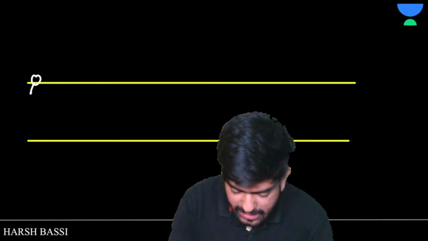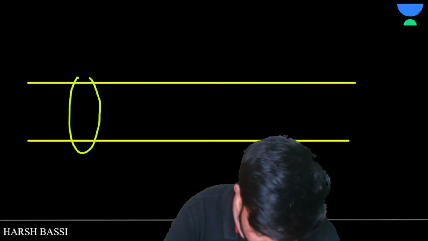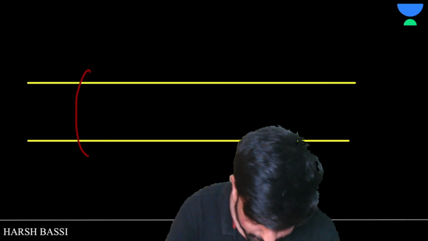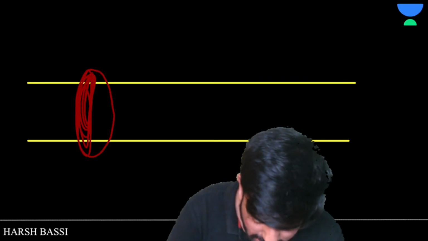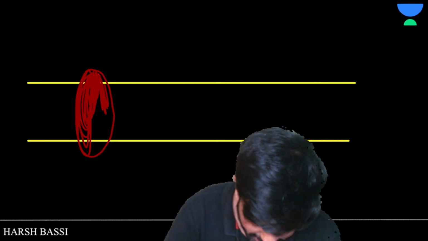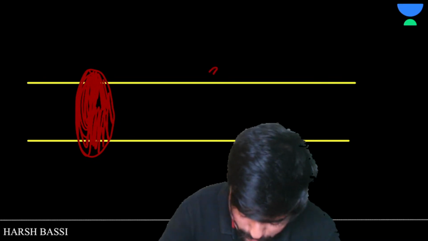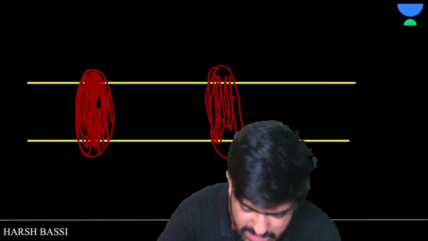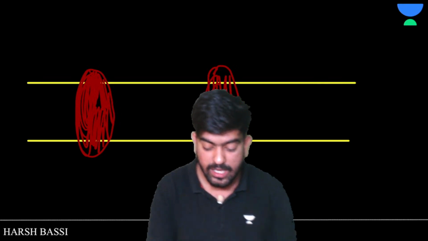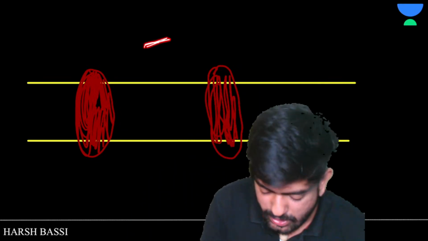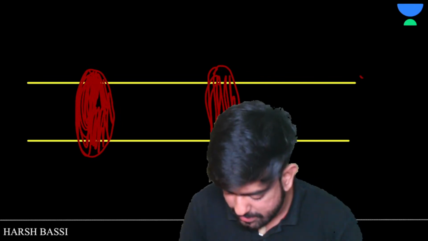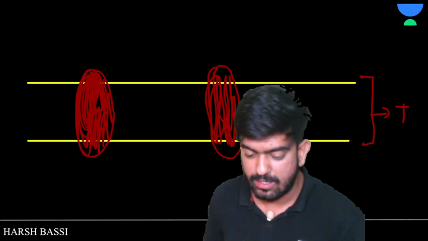Now, here I am making these pigments, okay? With another color, let's take red. Here are the pigments we have. So one pigment here, one pigment here. Clear? This is how the pigments are arranged. This membrane is the thylakoid membrane.